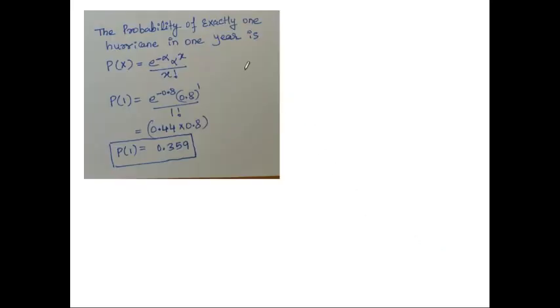The probability of exactly 1 hurricane in 1 year is P of x with x equal to 1. That is e raised to minus 0.8, 0.8 raised to 1 divided by 1 factorial, which is 0.359.